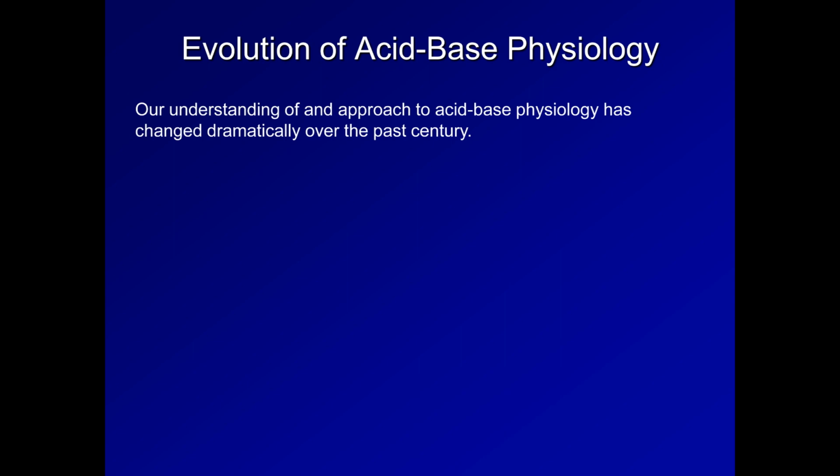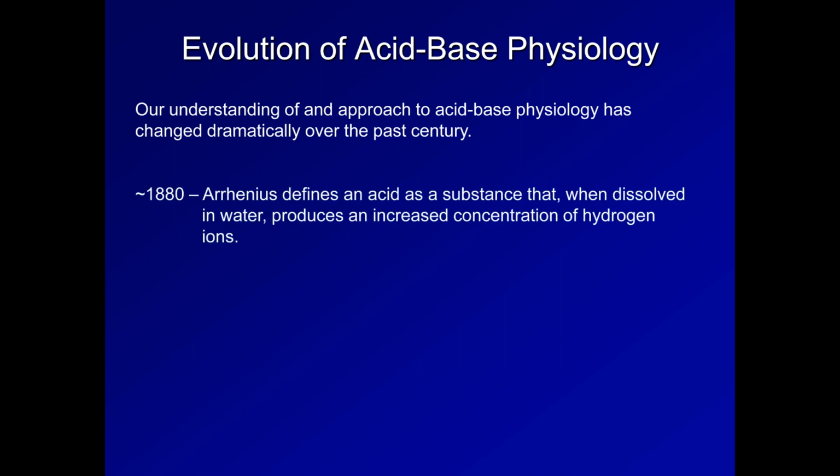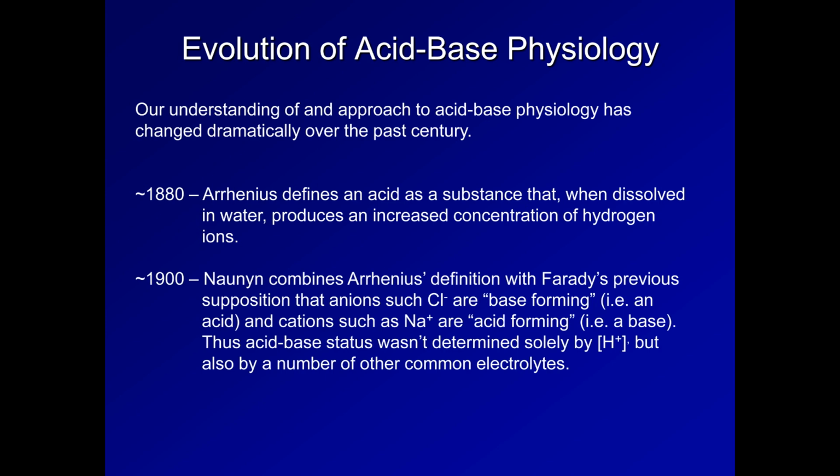Modern acid-base chemistry began in the 1880s when Arrhenius first defined an acid as a substance that, when dissolved in water, produces an increased concentration of hydrogen ions. Around 1900, Nounen combined Arrhenius's definition with Faraday's previous supposition that anions such as chloride are base-forming and cations such as sodium are acid-forming. Thus, acid-base status wasn't determined solely by the concentration of hydrogen ions, but also by a number of other common electrolytes.